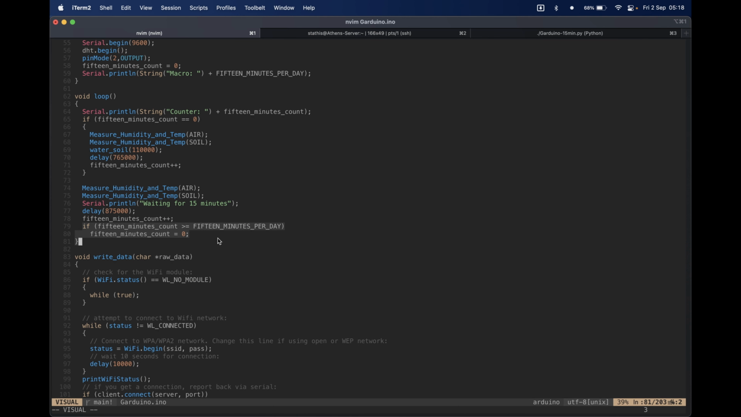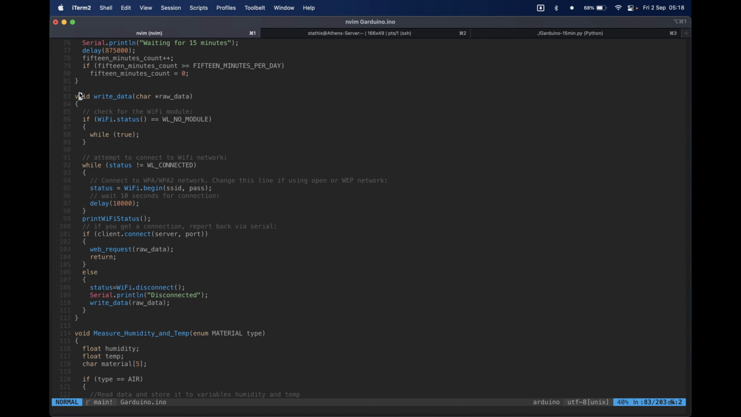And before the loop ends, it checks whether the counter is higher or equal to the number of 15-minute segments in a day, and if it is, then it sets it to 0. So basically what it does is every 24 hours it waters for 2 minutes. So these are all the functions.